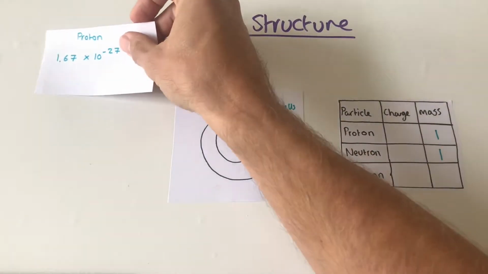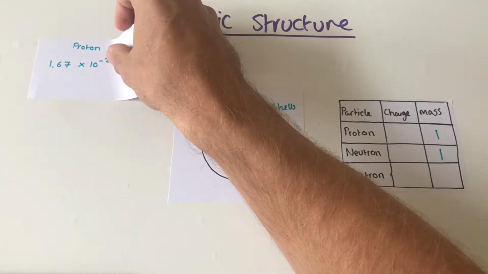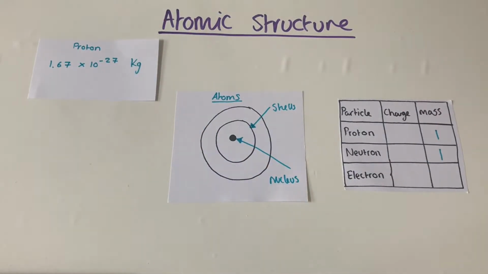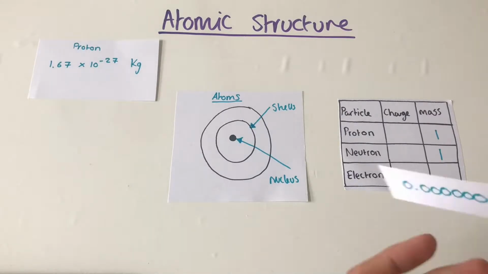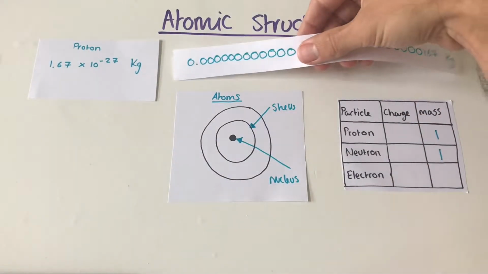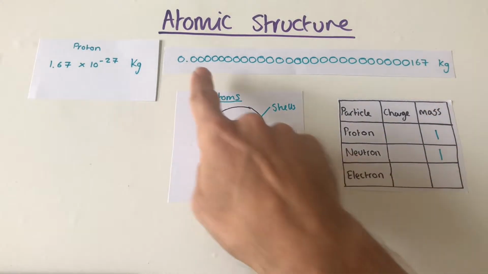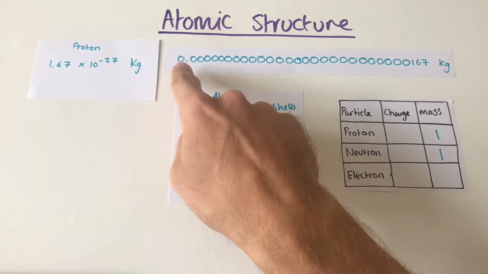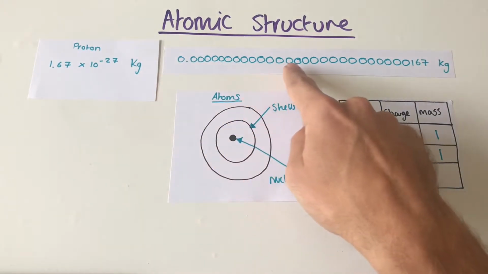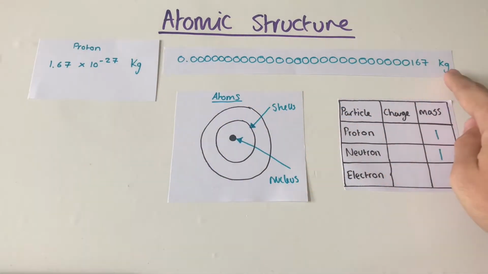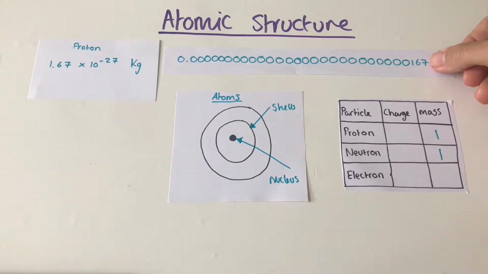So I've got here, the mass of a proton is 1.67 times 10 to the minus 23. So that is a very small number. Now, I've drawn this out here with all the zeros so that you can see exactly what the mass of a proton would be like in one long number. So you can see that there is a 0 here, and look at all these zeros. This is an absolutely tiny number of kilograms. So the mass of a proton is so small.